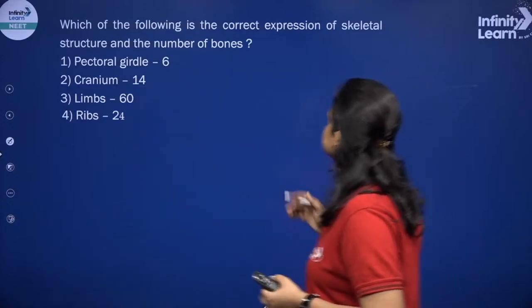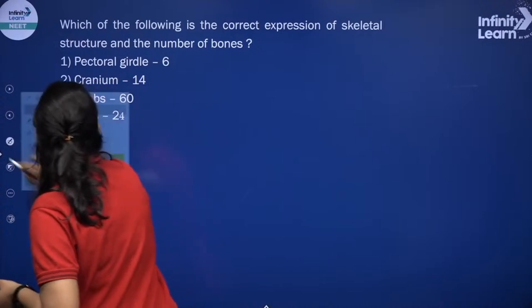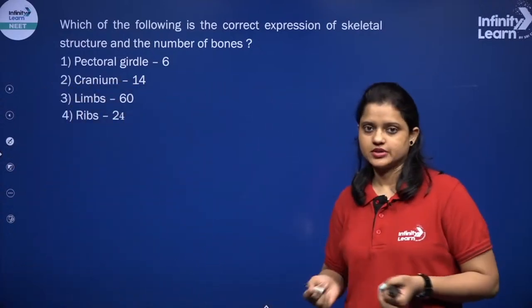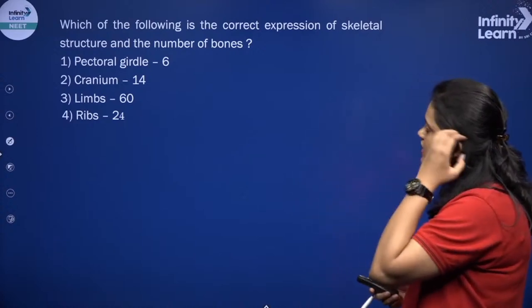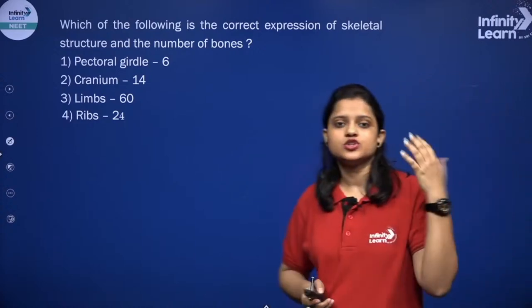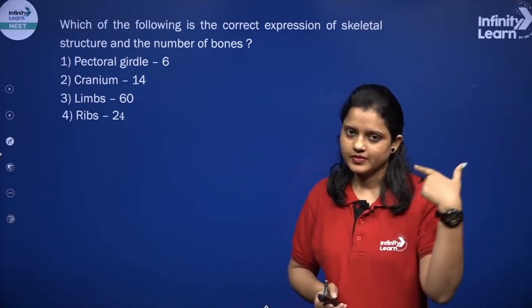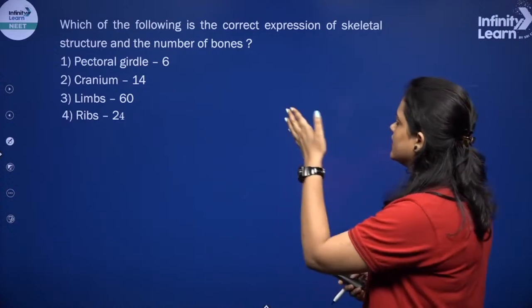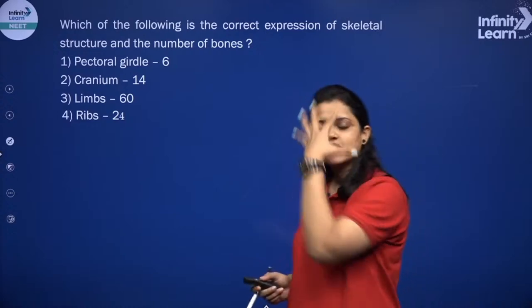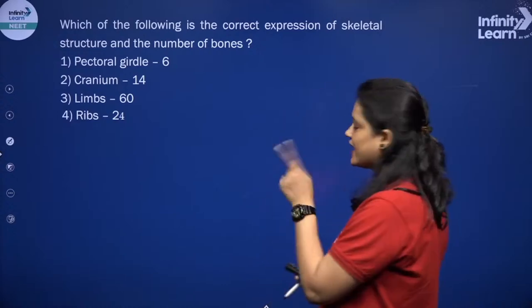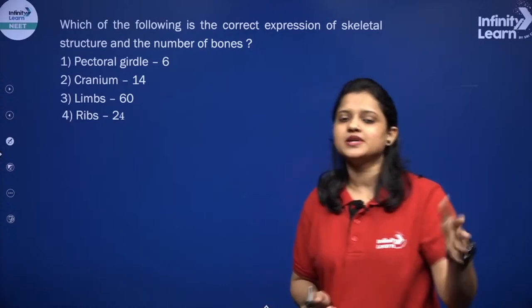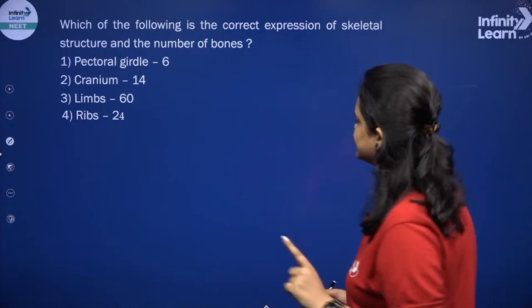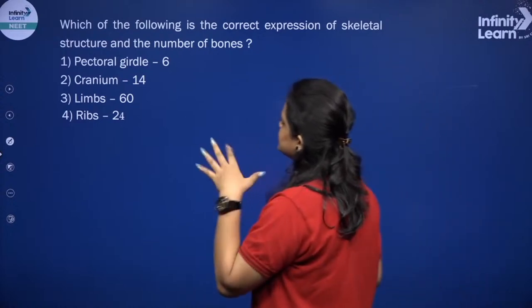Which of the following is the correct expression of skeletal structure and the number of bones? Pectoral girdle consists of your clavicles, that is the collarbone, and the scapula, right? Cranium has 8 bones. Facial bones are 14. Remember, I always remember this number because every time it is asked in NEET. Phalanges are also 14. Remember this.